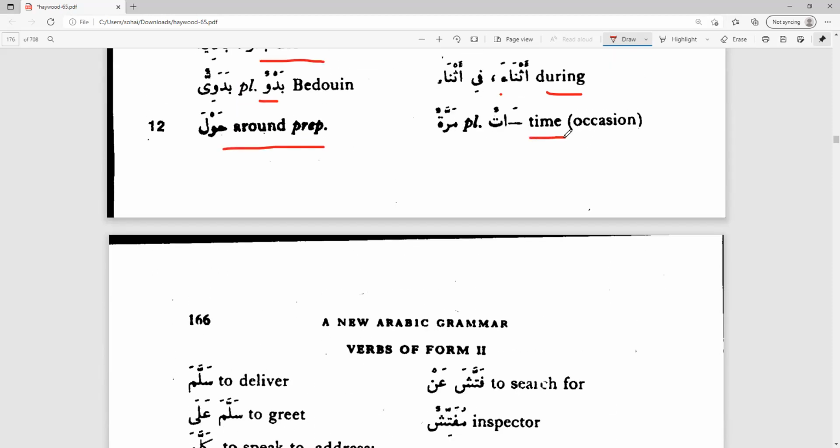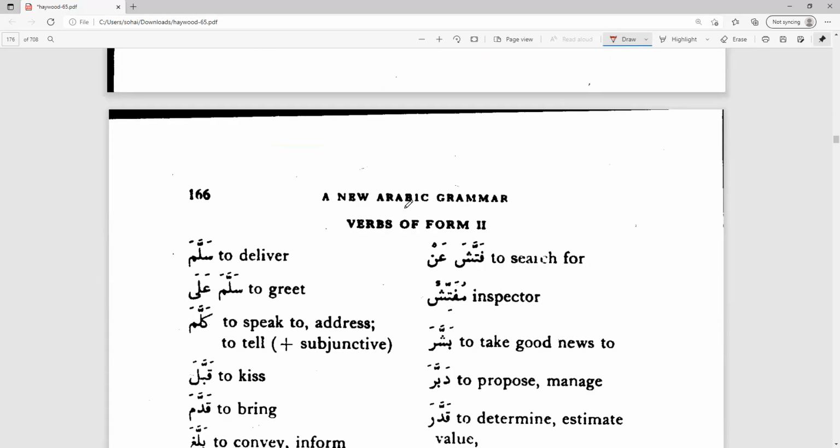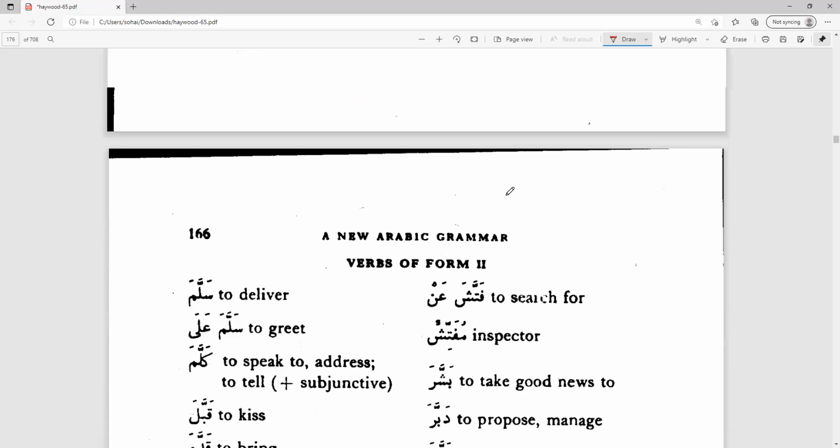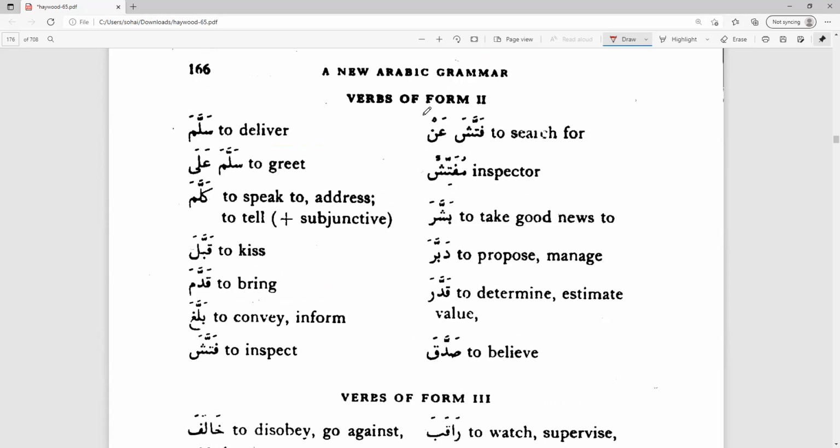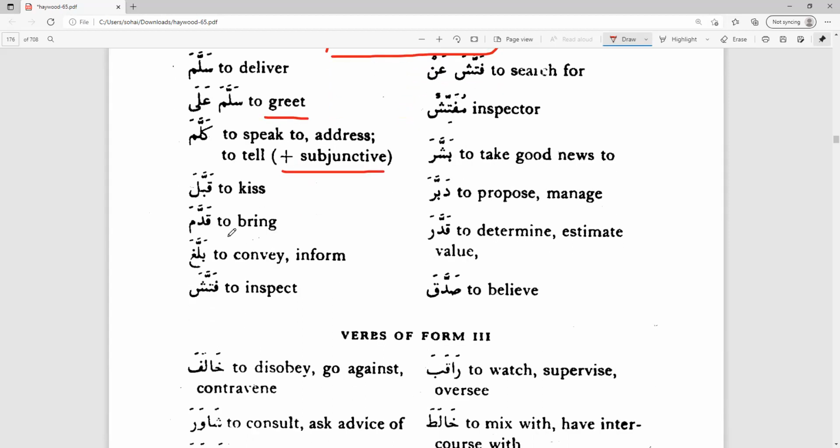Marratun means time. This is the feminine, it takes a feminine plural. And then it gives you some vocabulary for form 2. Sallama means to deliver. Sallama ala means to greet. Kallama means to speak to, address, to tell, which means it takes an object. So if you say kallamtu Zaydan, I spoke to Zayd. Qabbala means to kiss. Qaddama means to bring.